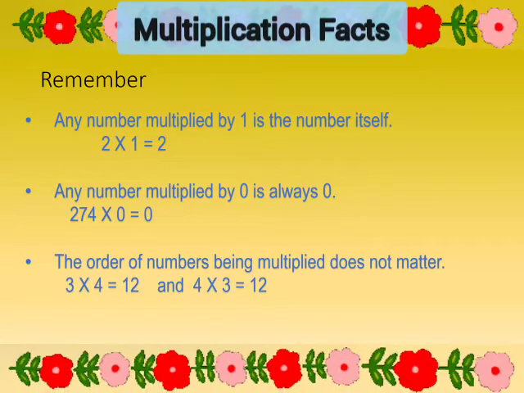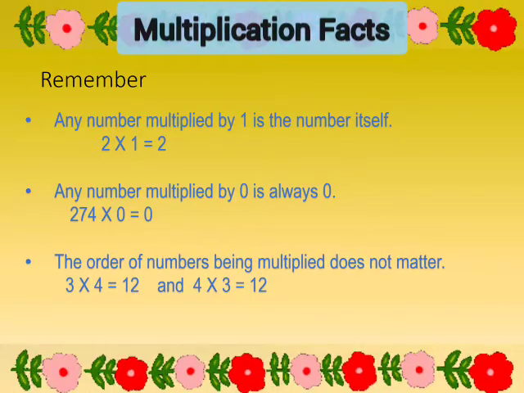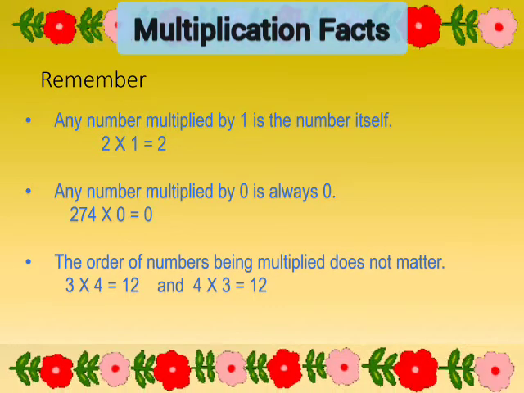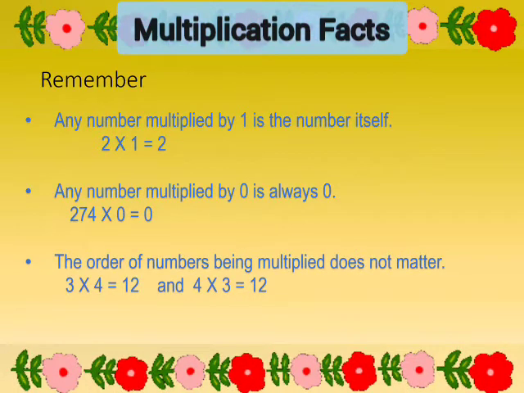The order of numbers being multiplied does not matter, which means if 3 is multiplied by 4, then the product is 12. And if 4 is multiplied by 3, then again the product is 12. So I hope you have understood today's lesson.